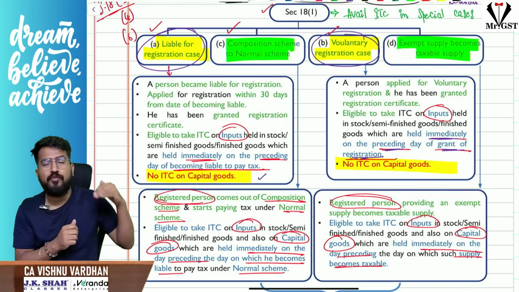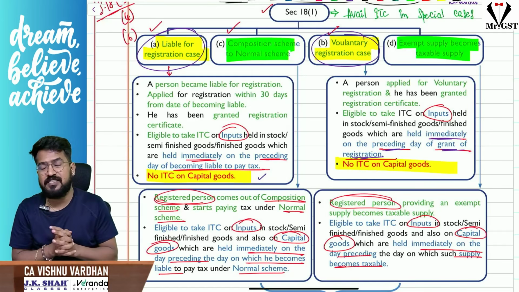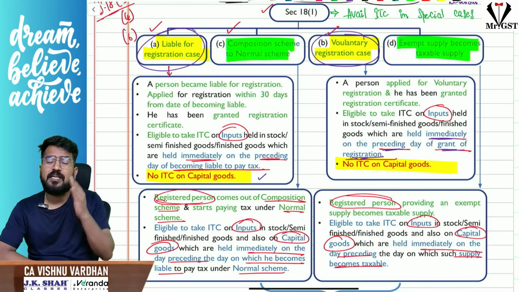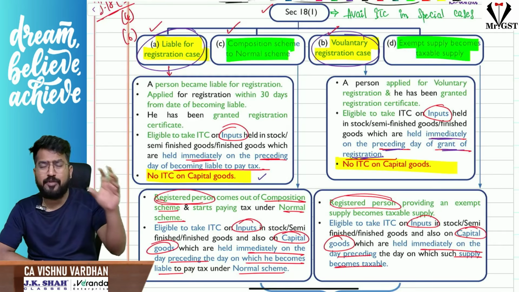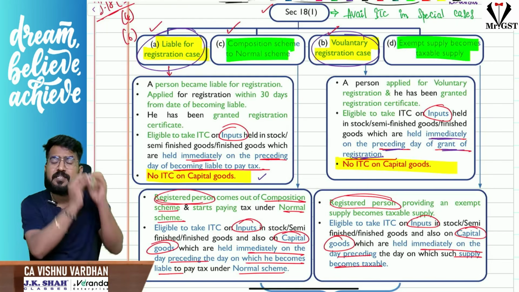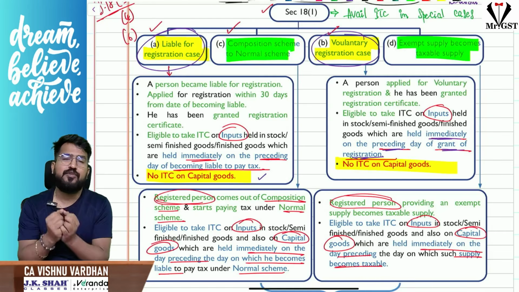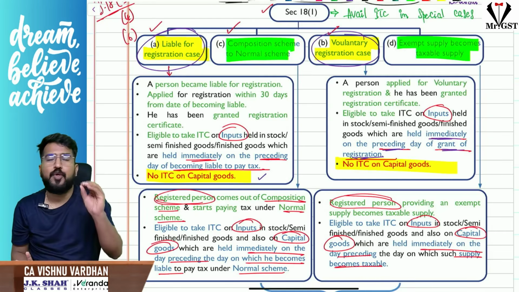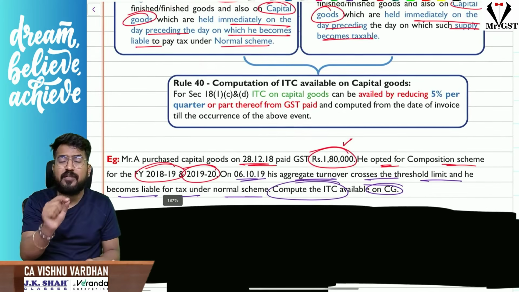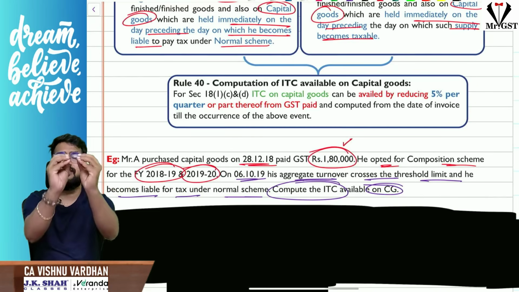But the problem is you have already used it under the composition scheme, or under exempt supply. In such cases, sir, how much ITC should I give you? I cannot give you 100% ITC. So what I will do is, total GST paid, whatever you have paid, minus 5% for every quarter you have used it in the composition scheme or in exempt supply. I will reduce that, and the balance amount I will give you. That means, simple: total GST paid minus 5% per quarter or part thereof. Every quarter or part thereof will be treated as one full quarter. So that much we will reduce, and on the balance amount we will give you ITC.